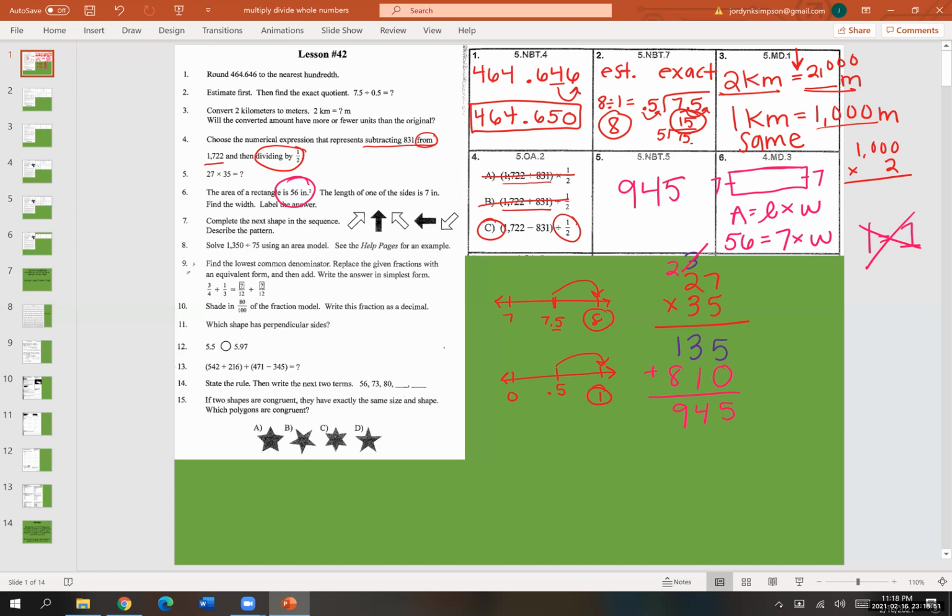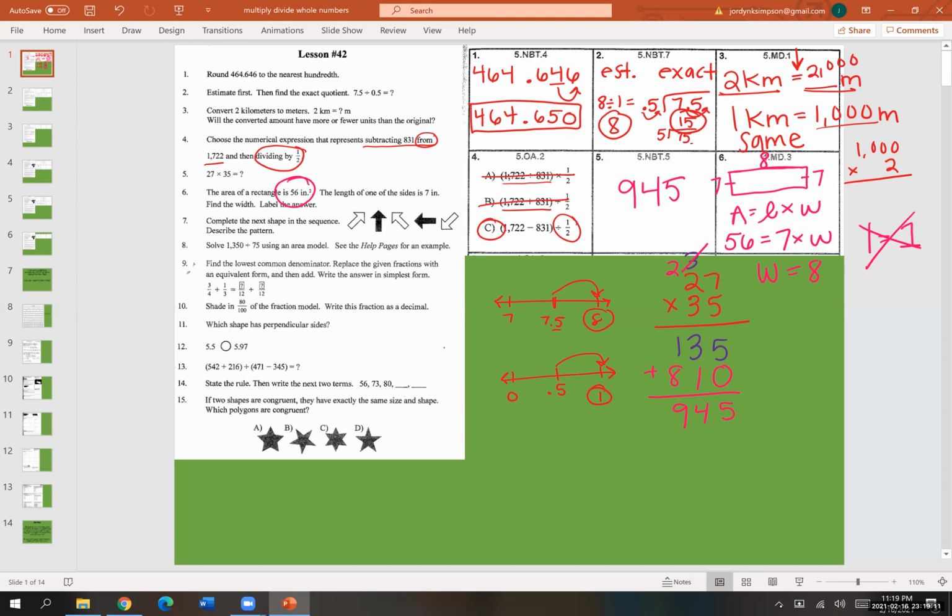Well, 56 equals 7 times W. Well, 7 times what gets you 56? Well, I know 7 times 7 is 49. So if I add 7 to 49, that does get me to 56. So that would mean W would equal 8. So that width would equal 8.